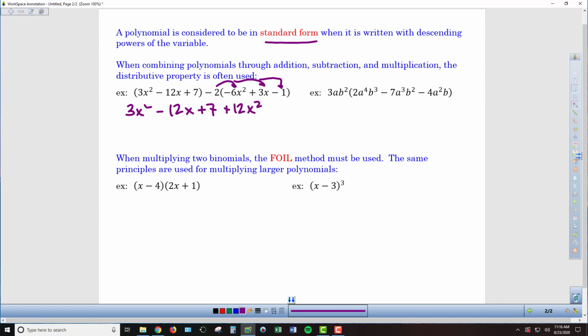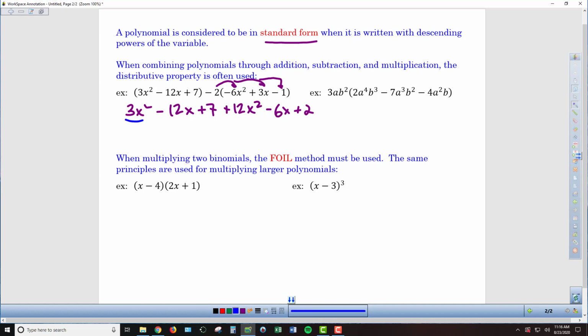Negative 2 times that positive 3x gives me a negative 6x. And then negative 2 times negative 1 gives me positive 2. And so now at this point, I just need to gather my like terms. So I'm going to combine the coefficients without changing the exponents. When you add and subtract, the exponent doesn't change, just the coefficient out in front changes. And I'm going to go ahead and do it in order of highest exponent down to lowest.